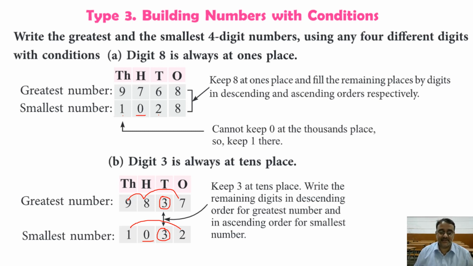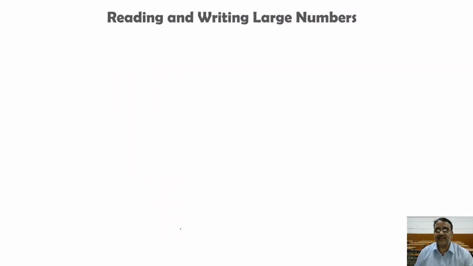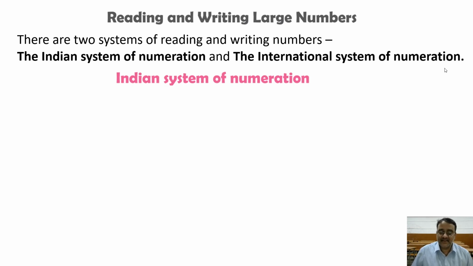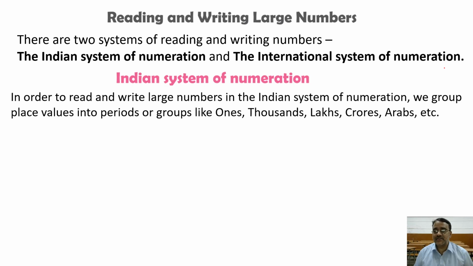Now we are moving towards the next topic, reading and writing large numbers. Okay, this is the second last topic for today's class. There are two systems of reading and writing. One is the Indian system of numeration and the other is the international system of numeration. So first let us recapitulate the Indian system of numeration. In order to read and write large numbers in the Indian system of numeration, we group place values into periods or groups like ones, thousands, lakhs, crores, arabs, etc.